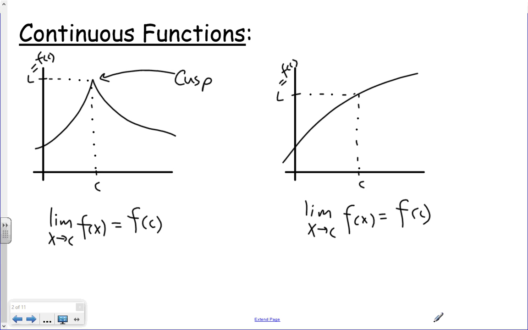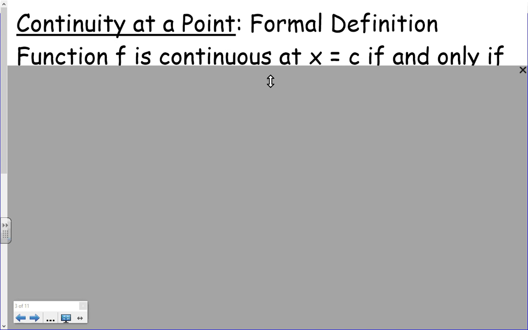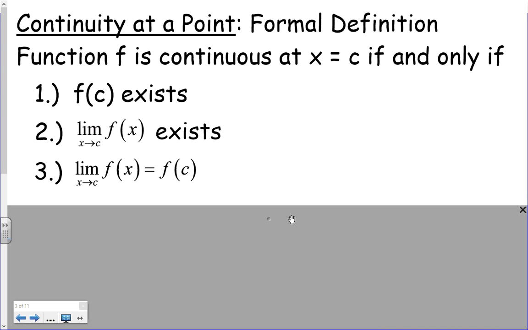We got to look at the limit, and we got to look at the function itself, and consider that function value and the limit and see if they're the same. So that'll lead us to the formal definition here of continuity at a point. So what exactly is our definition? There's a three-part definition here. It is critical that when you're talking about continuity, you talk about it in this sense right here.